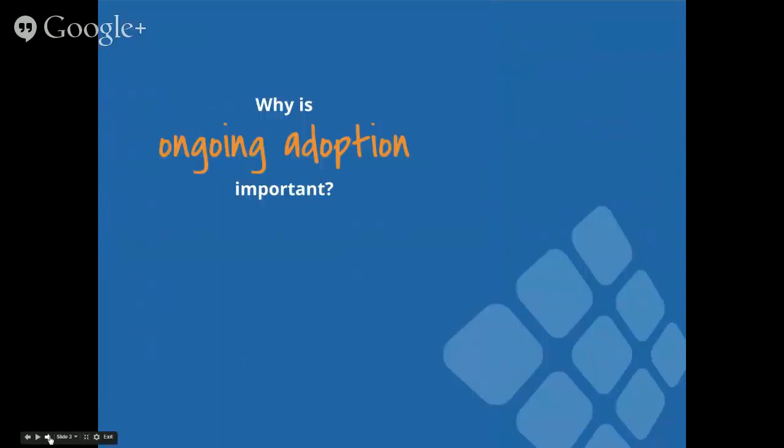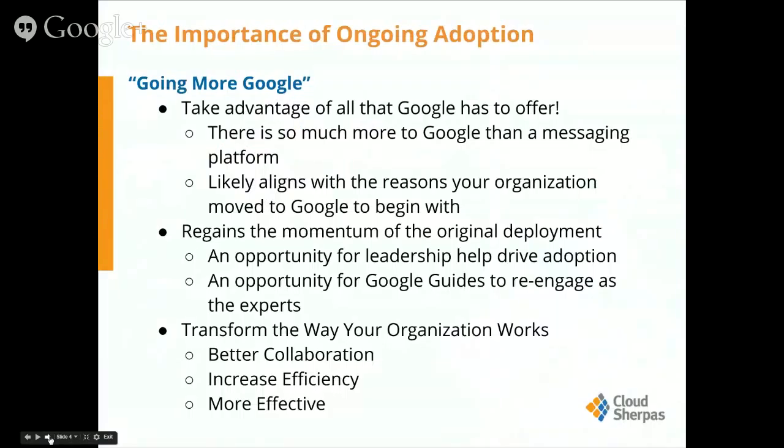All right, so let's talk about why ongoing adoption is important. This notion of going more Google typically aligns with why you chose to go with Google Apps in the first place. In most deployments, we're really focusing on messaging up front, making sure that everyone is rolling out mail, calendar, contacts, and chat very smoothly so we're not losing any productivity. A lot of our collaboration tools like Drive and Sites are more on the back burner because that's not the main focus, right? We're not replacing those tools. We're replacing mail and calendar, and that's why the focus is there.